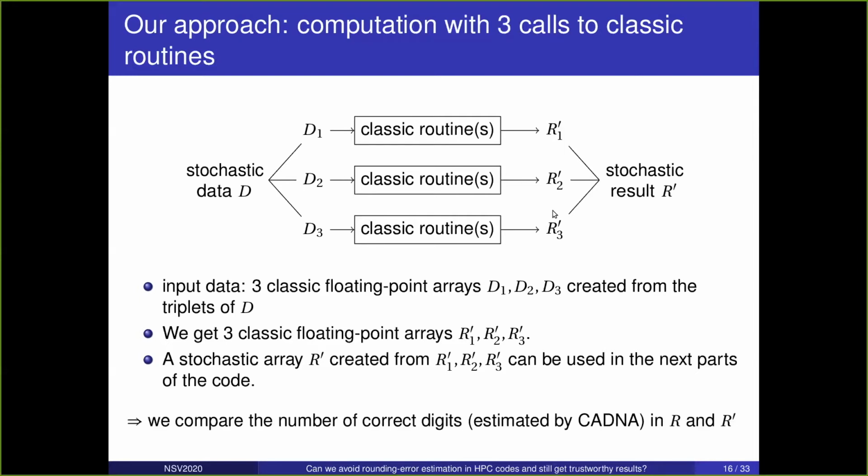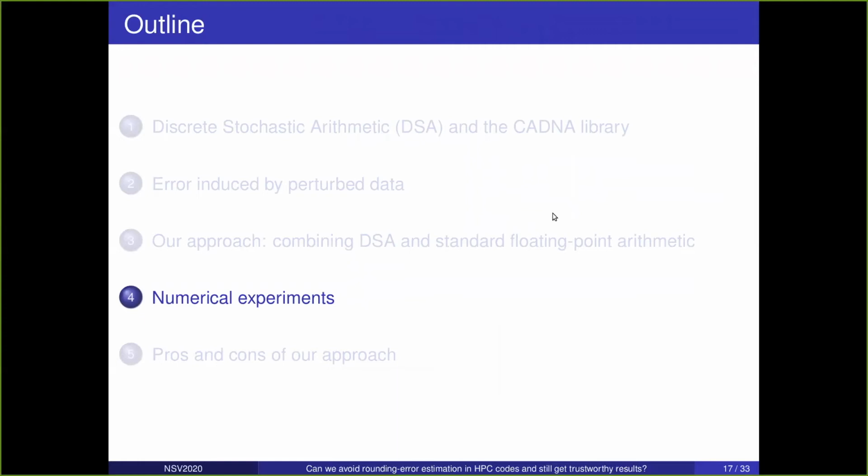And so we want to compare the number of correct digits, which is estimated by Cadna, in the stochastic result R and the stochastic result R prime. So now I'm going to show you our numerical experiments. First, the experiments will cover the accuracy aspect.